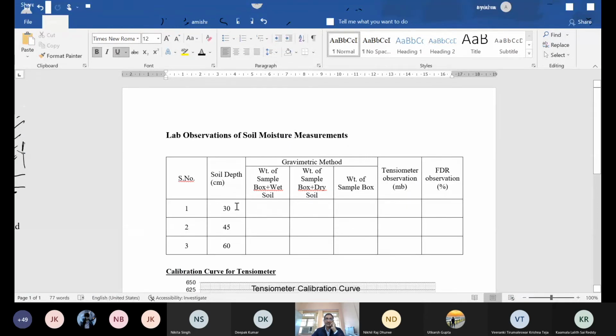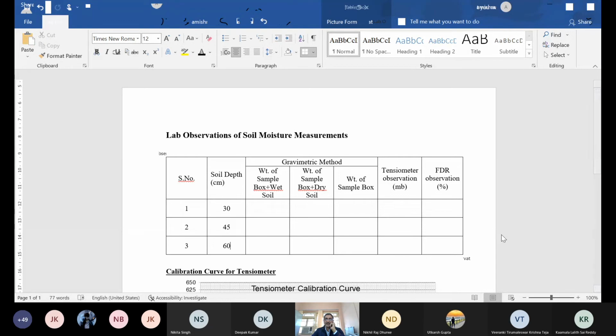So we have 3 layers: 30, 45, 60. Can you see this page, the Word file? Yes, sir. Okay. In the gravimetric method, it is discussed there. First is the tensiometer, what I am discussing. Second is FDR, and third part is the gravimetric method in this video. So record these observations, because they are discussed there. You need to write these for yourself.